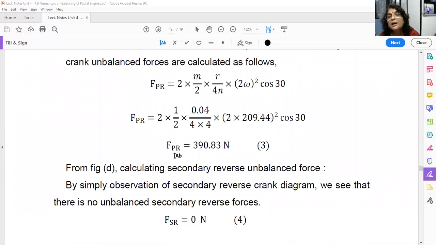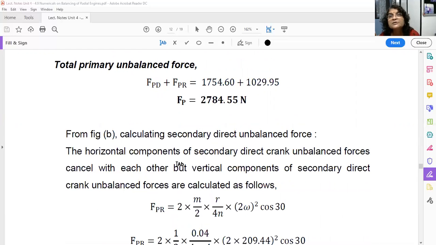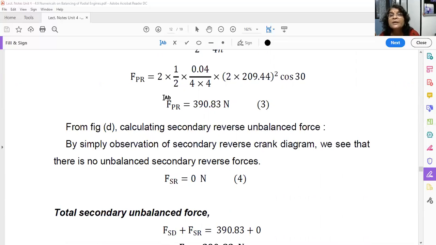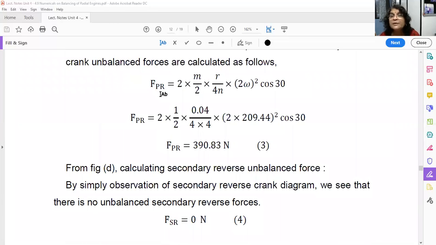This is secondary, sorry, not primary. I forgot here. It should be secondary here, SR. So secondary reverse. Okay, this is secondary reverse. This one. Okay, calculating. Sorry, direct. It should be secondary direct crank. Please make this correction. This is the secondary direct unbalanced force. So here it should be SD.